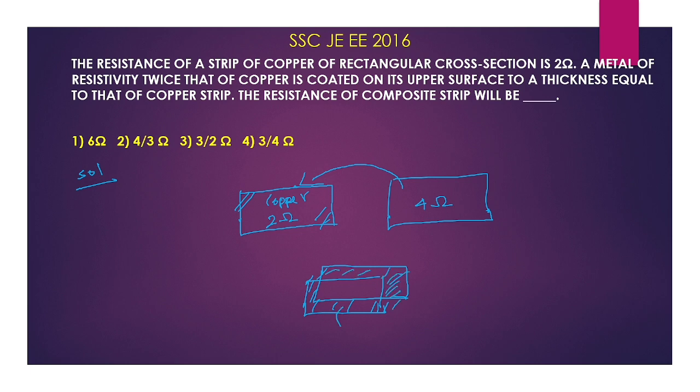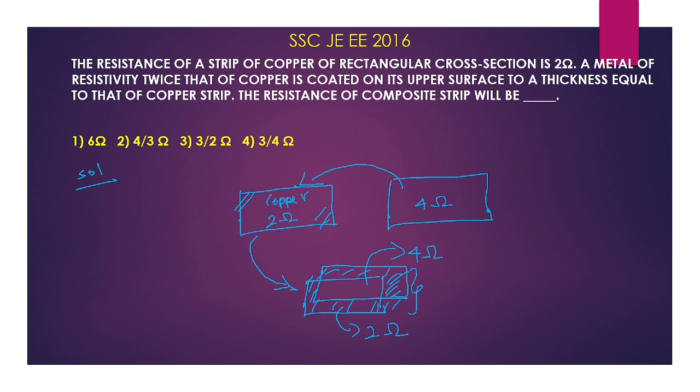So here initially the resistance of copper is 2 ohm. Now the resistance of the metal surface is 4 ohm. Equal to the copper strip, so both the metal and the copper are of the same size. Now this metal is coated upon this copper, and finally we got this composite material. Composite is nothing but the combination of two or more materials. So now we need to find the resistance of the composite strip, that is, the total resistance of this strip.